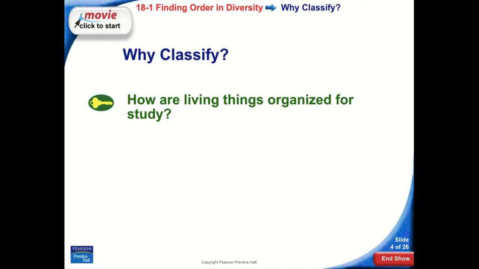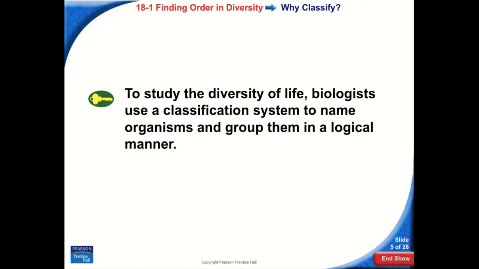So why do we classify? Like, what's the purpose of that? And really, classifications are used to make studying the diversity of life and all the different organisms easier, right? It's to group them in a logical manner.